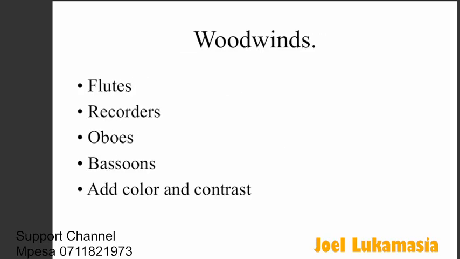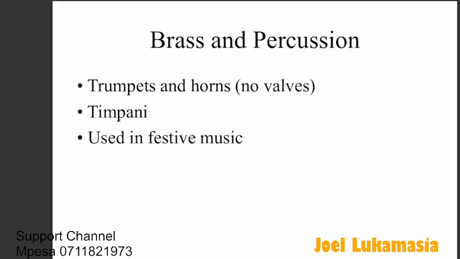So the woodwinds, with flutes, recorders, oboes, and bassoons, were mainly used to add color and contrast in the music. So they were mainly used to add texture and contrast in the music.